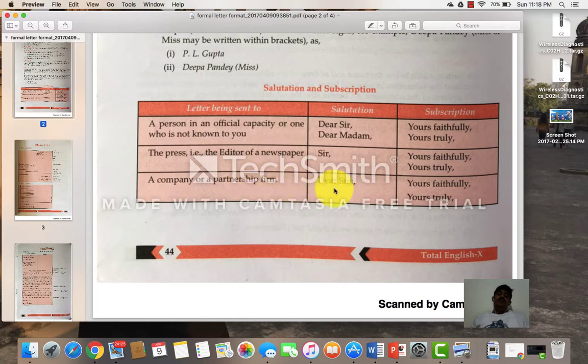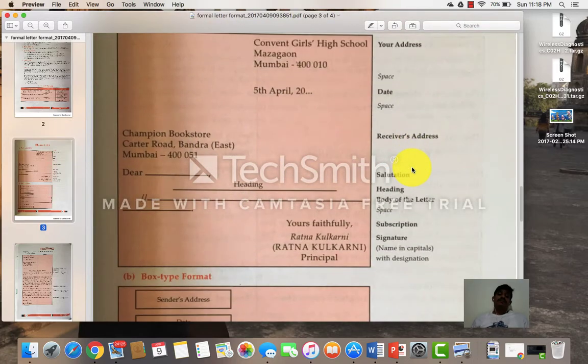For a company or a partnership, the salutation is Dear Sirs. The subscription remains the same in all the three cases: Yours faithfully, Yours truly. One of these two. You are not supposed to write both. So here would be Dear Sir, Dear Madam, Dear Sirs, or Sir, Madam. And the subscription will be Yours faithfully or Yours truly. S does not have an inverted comma either before or after. Y after faithfully, F is small. After Y you will have to use a comma compulsorily.